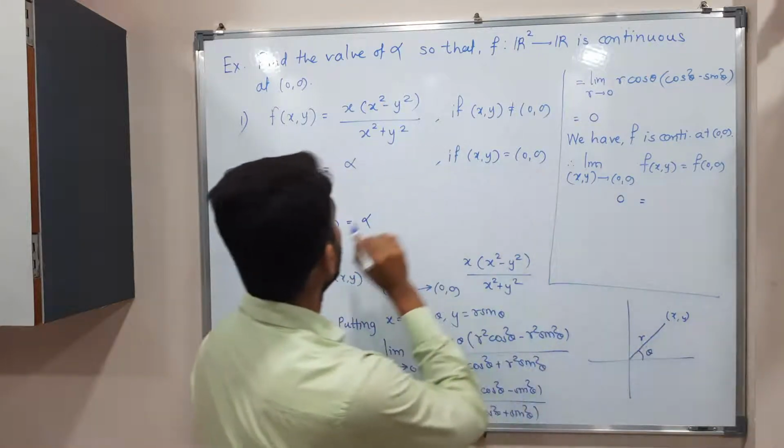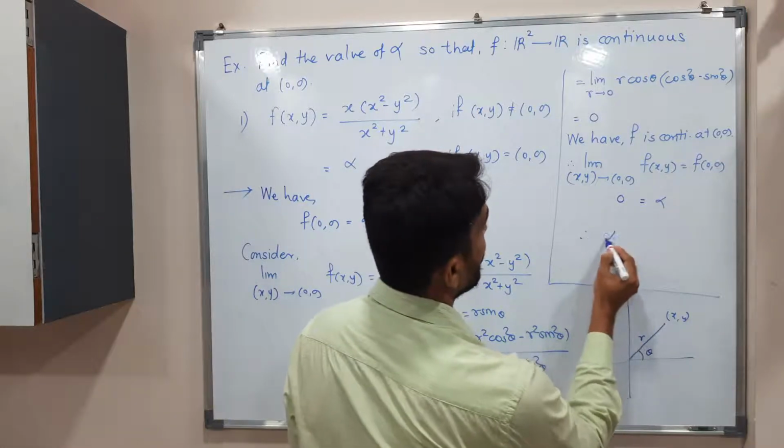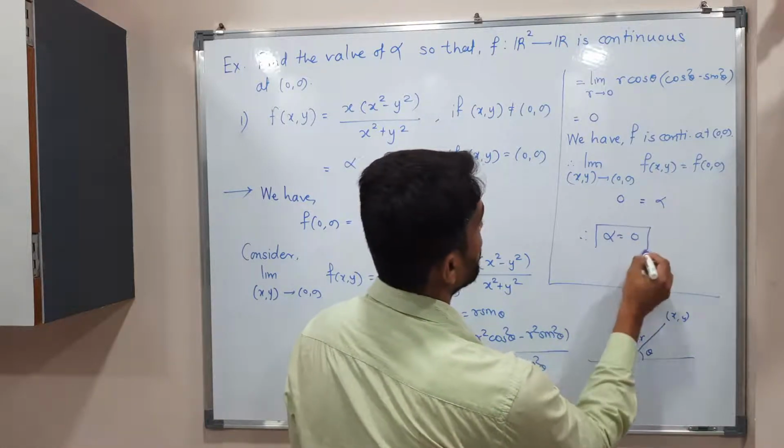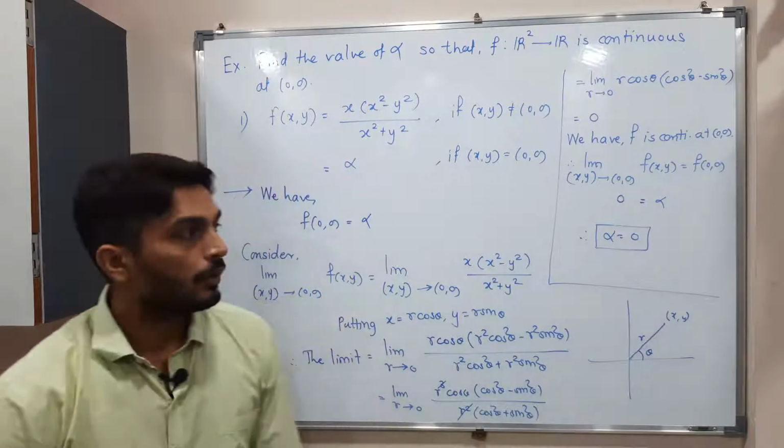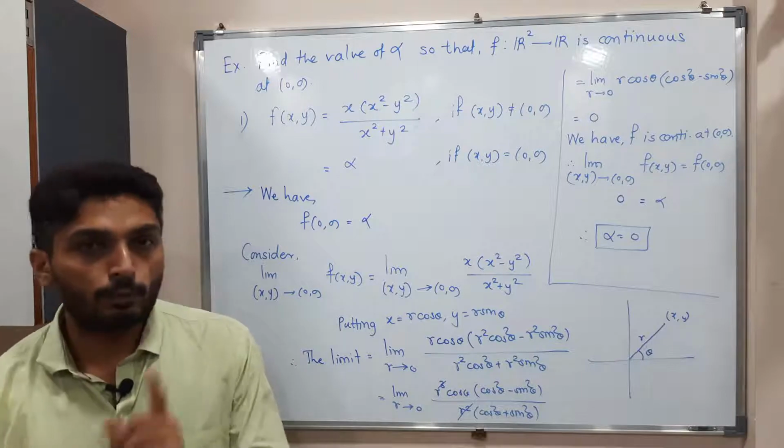And f of (0, 0) is given in the problem as alpha. So therefore our value of alpha is 0. Understood? Okay, so make a screenshot of it, and after that we will try one more problem.